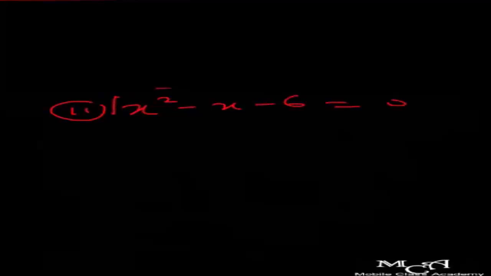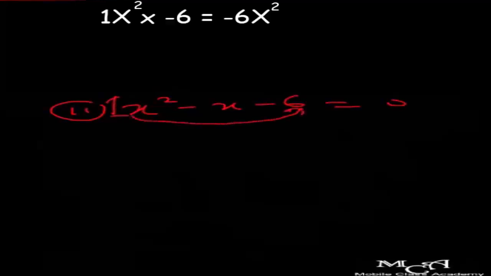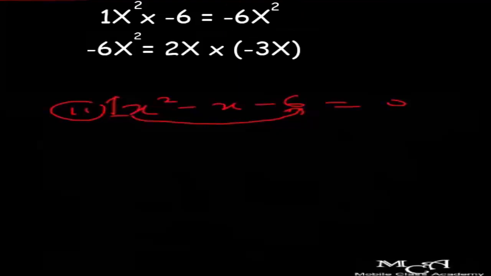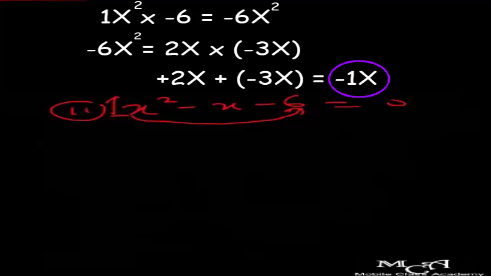The coefficient of x here is 1. Use the x squared times the negative 6. You get minus 6x squared. Okay, and then you look for the factors of 6. The factors of 6, they are what? 2 and 3. So let us do here 2 and 3. I need a sign such that that will give me negative 1x.